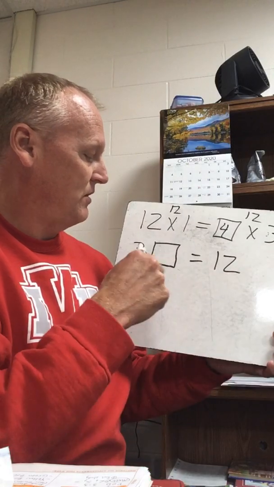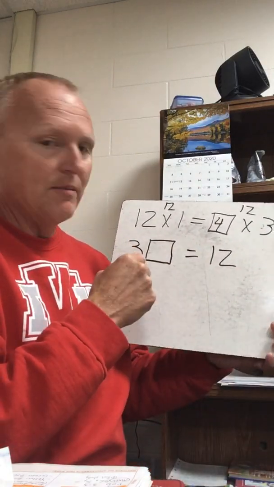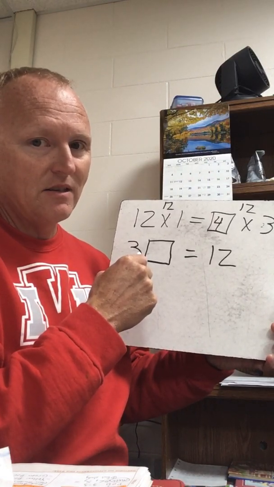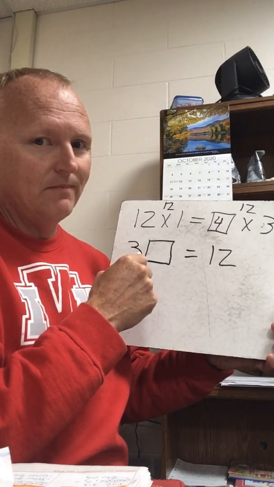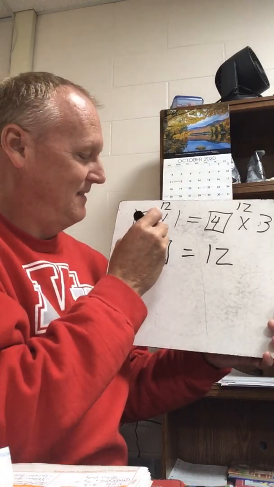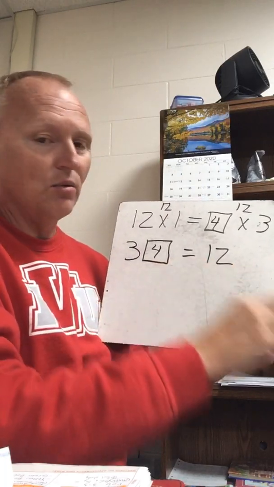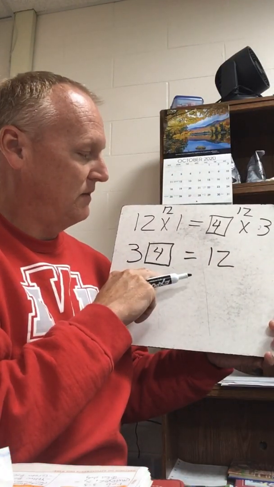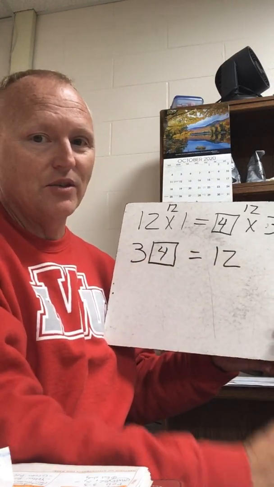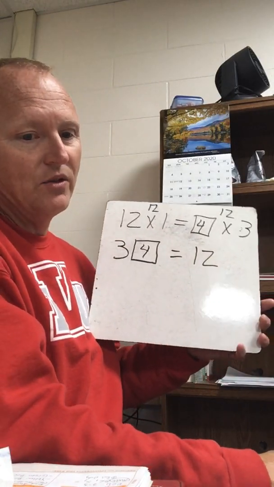So in other words, 3 times what equals 12? 3 times 1? Nope. 3 times 2? Nope, that's 6. 3 times 3? That's 9. 3 times 4? That's it. So 3 times 4 equals 12. So 12 equals 12. This is another case of turning a number sentence into an equation. All right, let's go ahead and do one more.